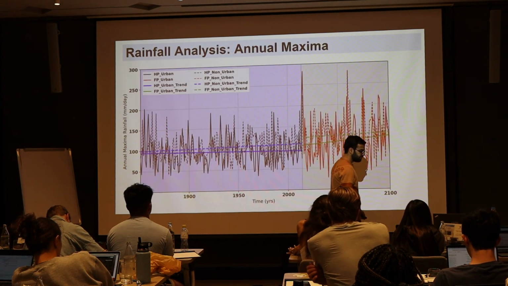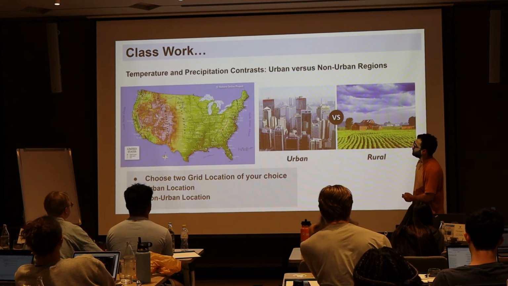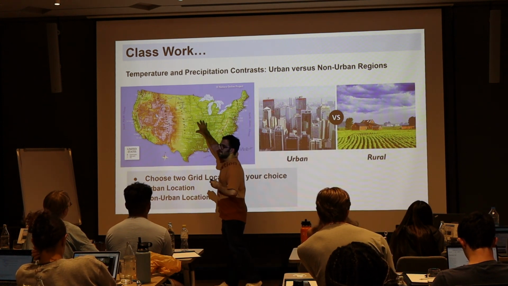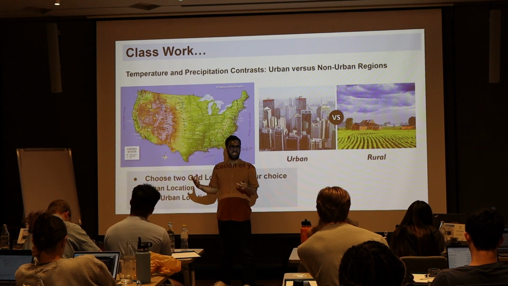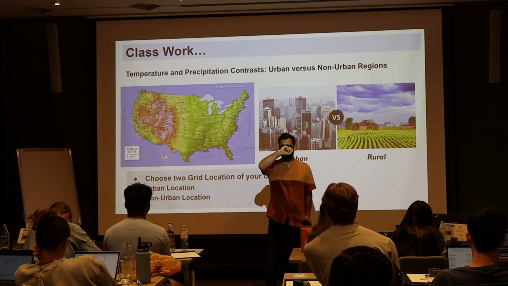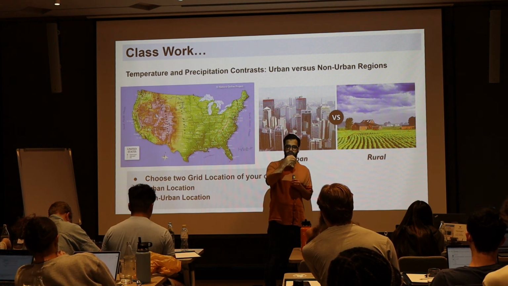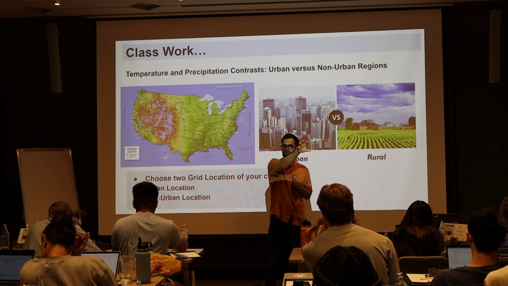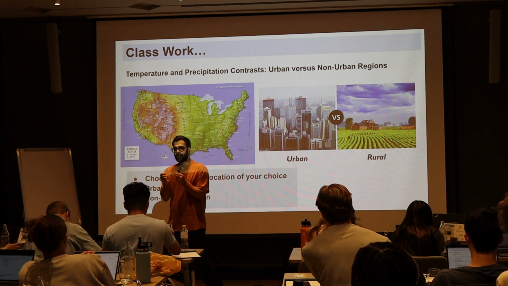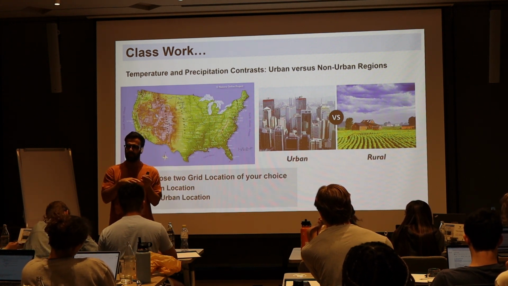Okay, so I will get back to this class. This is a classwork that you will select again two grid locations anywhere in the United States. But for the better contrast, let us see, if you want to select one grid location, Boston, right? Urban. Then you can go a bit away from that location and choose somewhere in Massachusetts only, the non-urban area. So you will have better contrast.